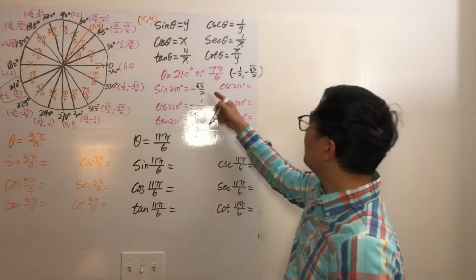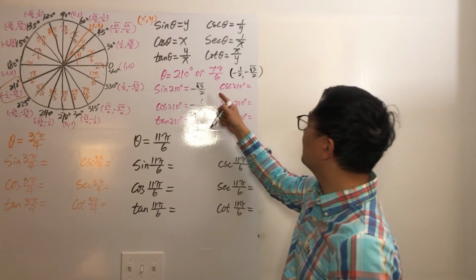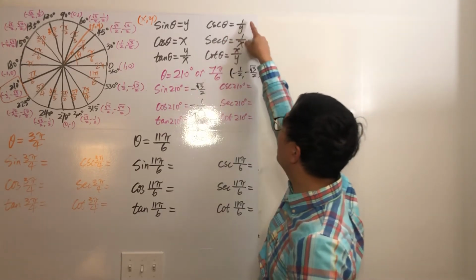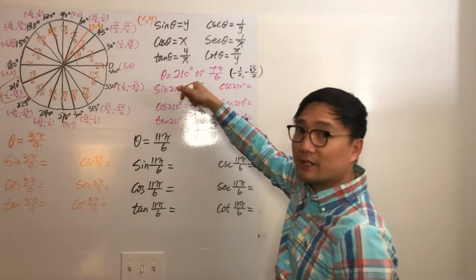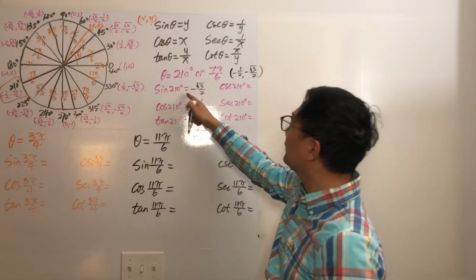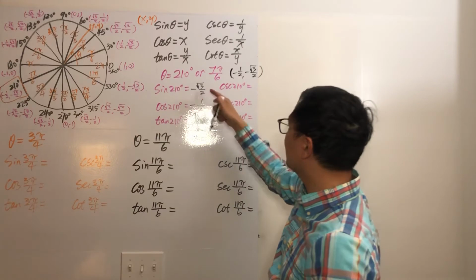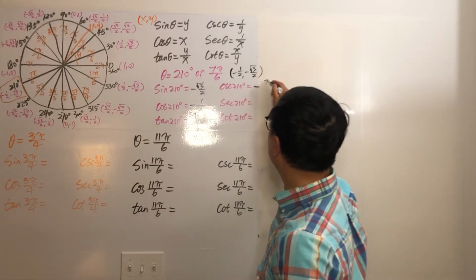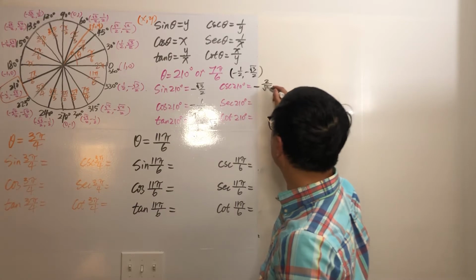So now, how about cosecant 210 degrees? It should be the reciprocal of sine, because it's 1 over y, right? That means you flip the sine of 210. You already know sine 210 is negative, so you just need to flip negative 1/2 to negative 2 over radical 3.